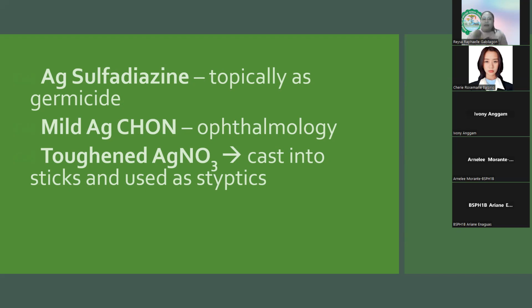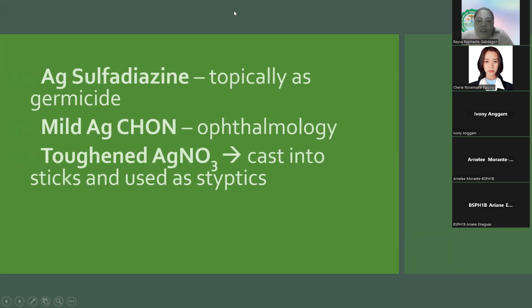Okay? And then meron din tayong mild silver protein. That's the name ha, mild silver protein. CHON again is a protein. This is used as an antiseptic in ophthalmology. So sa mata naman siya. Meron tayong mga preparations that contain this one na mag-prevent or mag-treat ng infection sa mata.